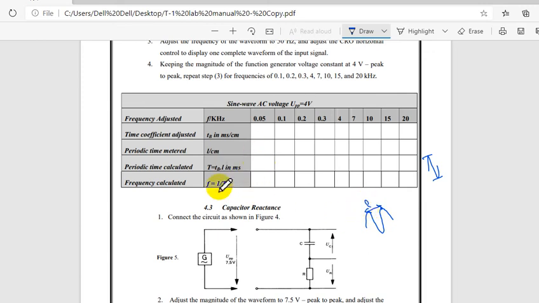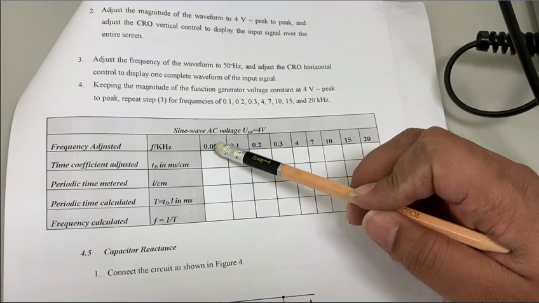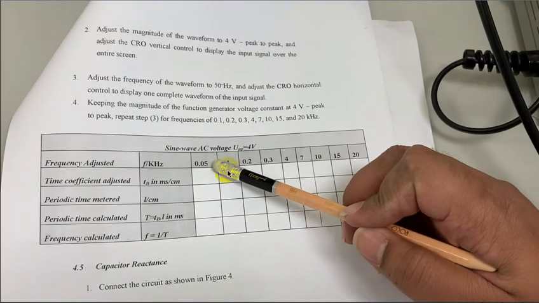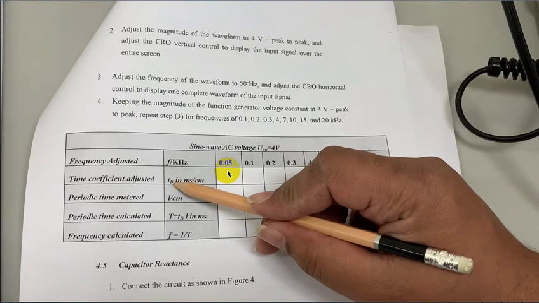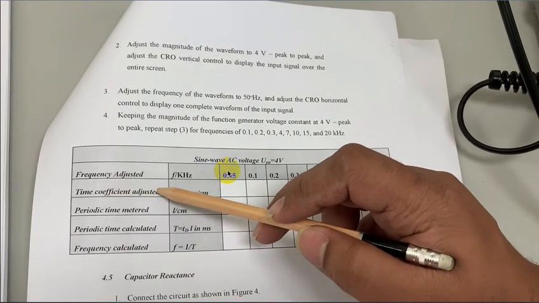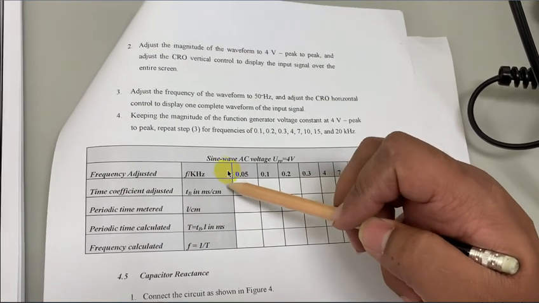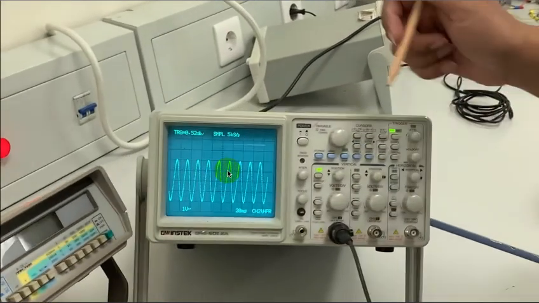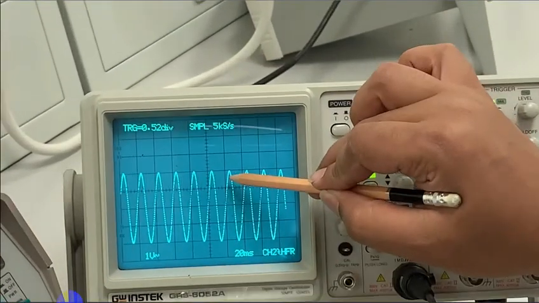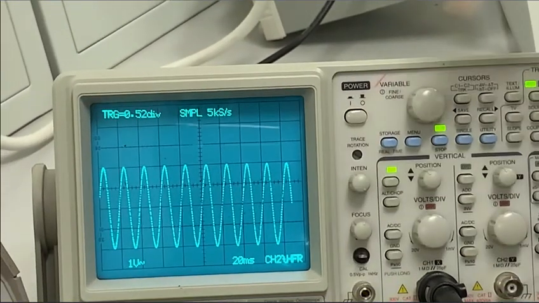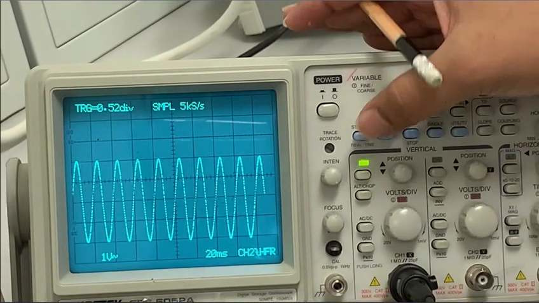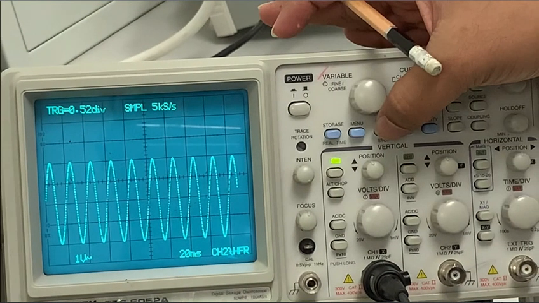Then just multiply, and again F is equal to 1 by T. So 0.05, let us write 50 hertz. TB is the time deflection adjusted, and L is the length, that means from one peak to another peak. So let us stop the waveform. Stop, okay.